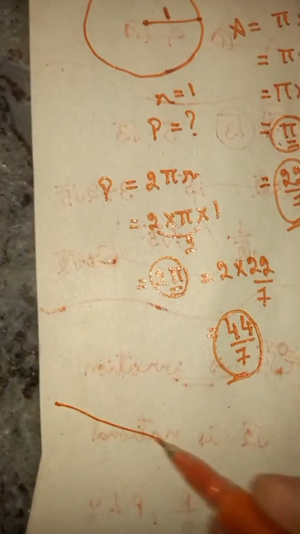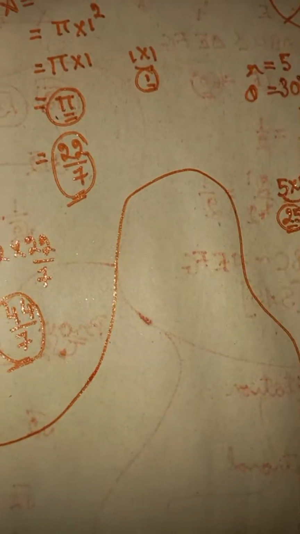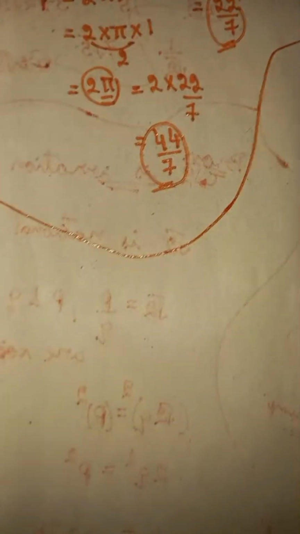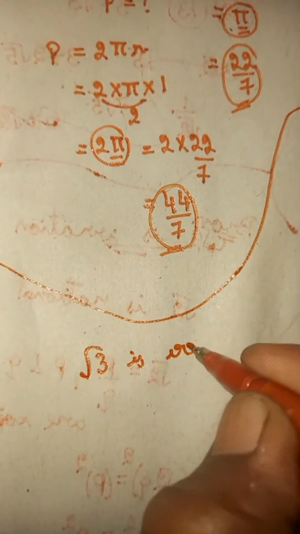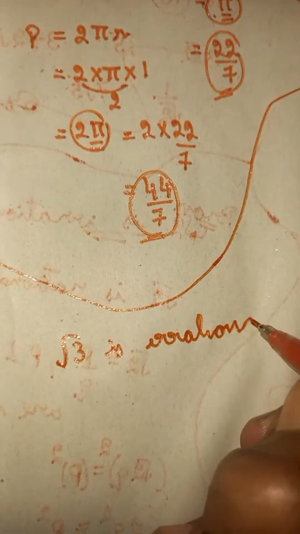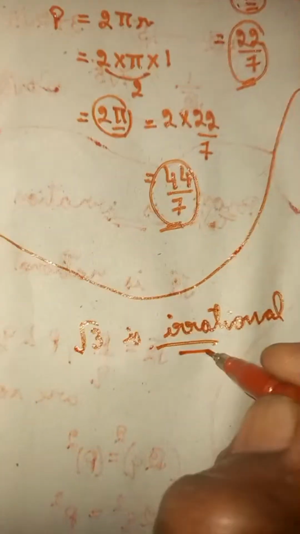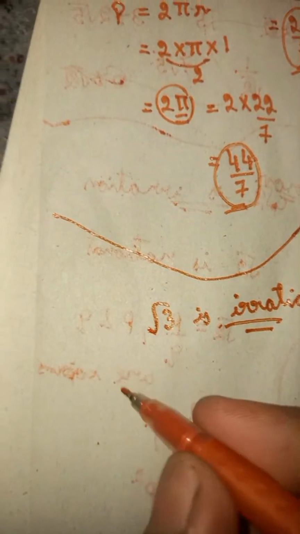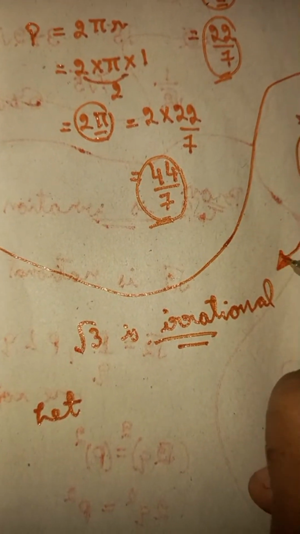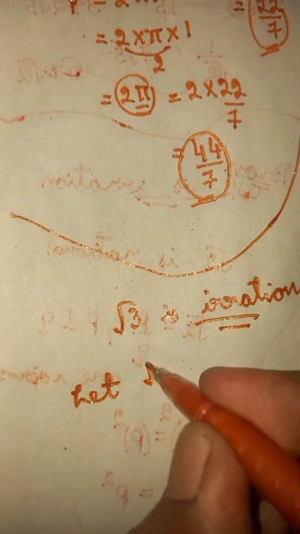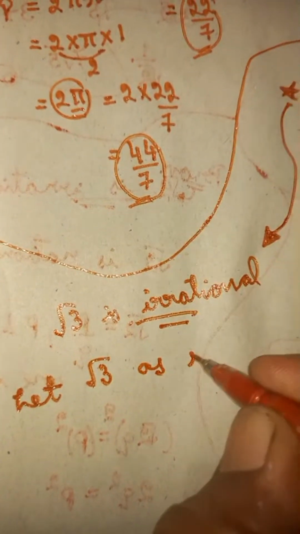Now I'm going to tell how to find the roots of numbers, about irrational numbers. Again, you need to prove that root 3 is an irrational number. You can prove it by the contradiction method. First let's take root 3 as a rational number. You need to take root 3 as rational.